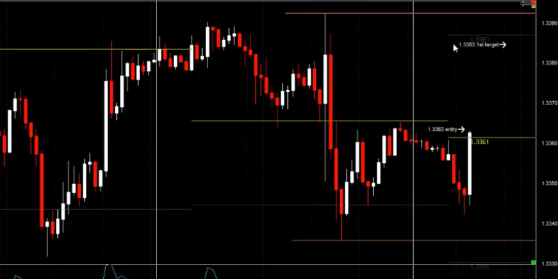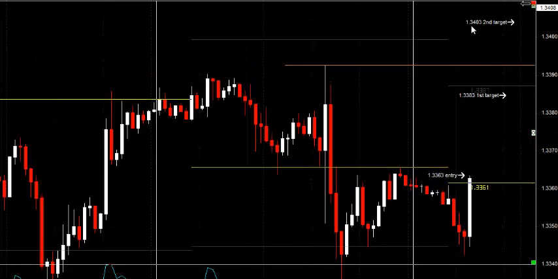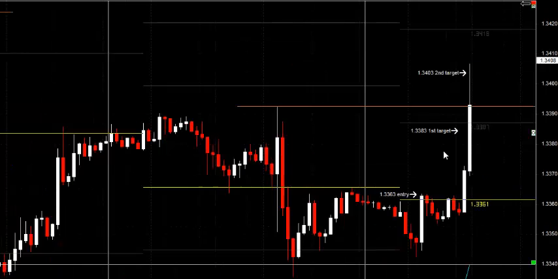So our first target here is 1.3383, and if the trend continues, the next target would be 1.3403, another 20 pips. So we're just looking for the possibility of getting into this trade and taking the first 20 pips, and if the trend continues, we take a second 20 pips. And then there it spikes right up in this single candle and hits the first target. We closed the first lot here at 1.3383.